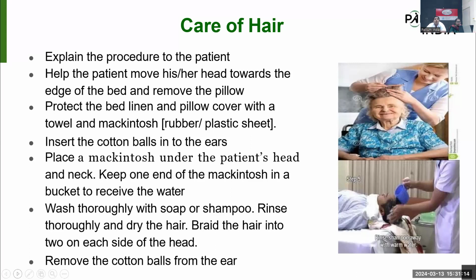Wash thoroughly with soap and shampoo. Rinse thoroughly and dry the hair. Braid the hair into two braids, one on each side of the head. Remove the cotton balls from the ears after cleaning.